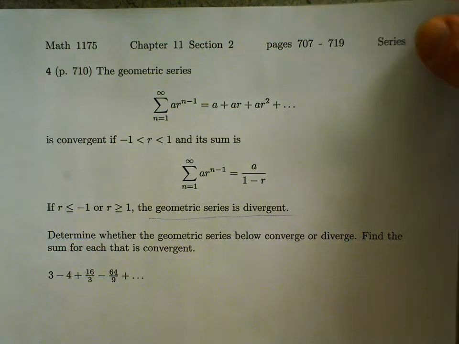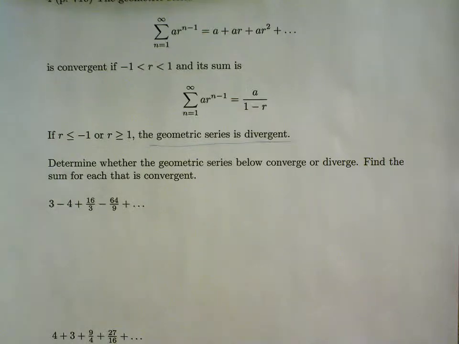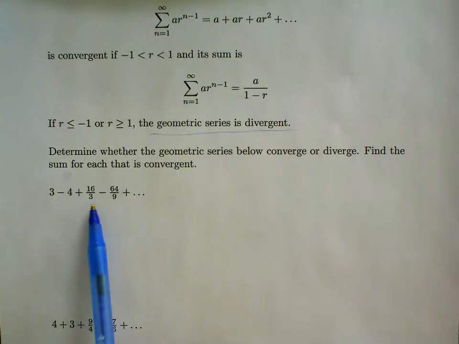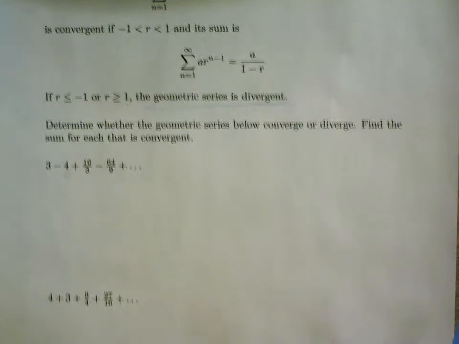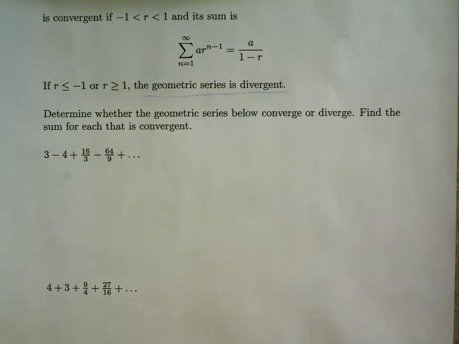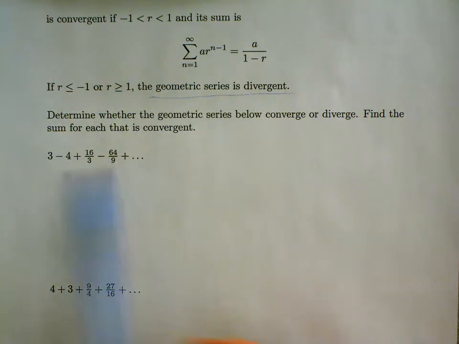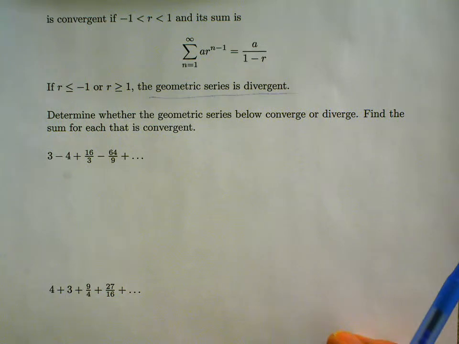Okay, let's look at an example. So I'm giving away some of the information. In the next two examples, we have two geometric series. Determine if they converge or diverge. And if they converge, find what they converge to. Okay, the inside information is that this is a geometric series. How do we find the common ratio?